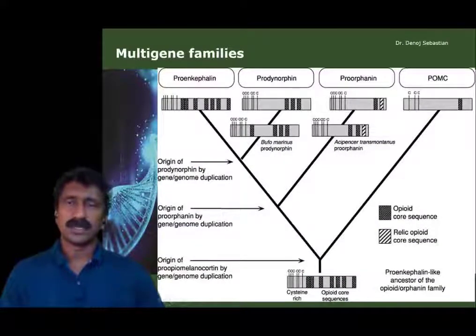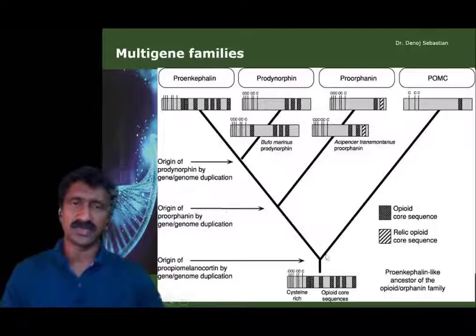So this is an example of a multi-gene family. Here we have a common ancestry, and the different family members have overlapping functions. So these different genes in this family were placed in different clusters, and there will be a common evolutionary ancestor in their evolution.